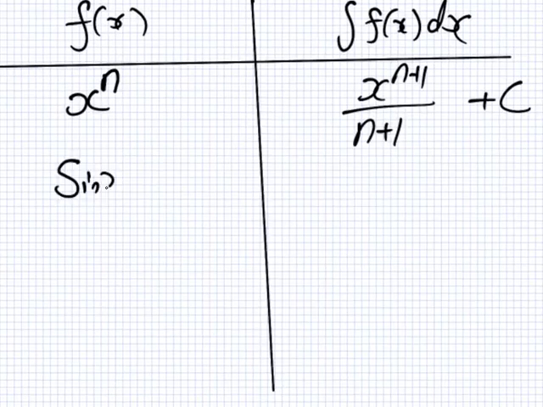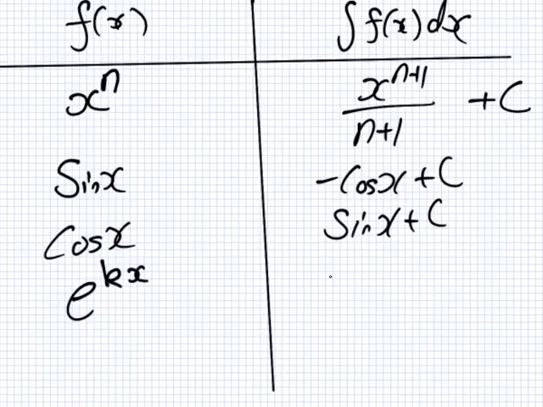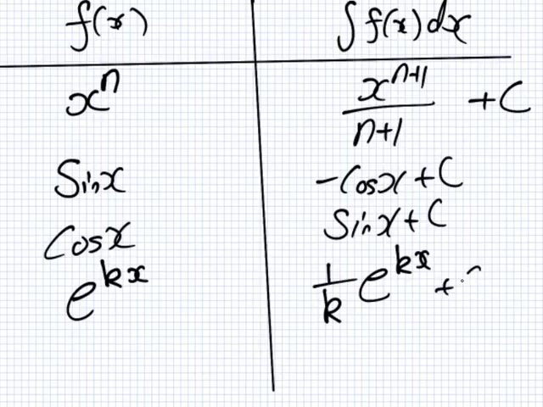Sine x is minus cos x plus c. Cos x is sine x plus c. e^(kx) is 1 over k e^(kx) plus constant, yes. Did I leave out log? Yeah. 1 over x will be log x plus c.